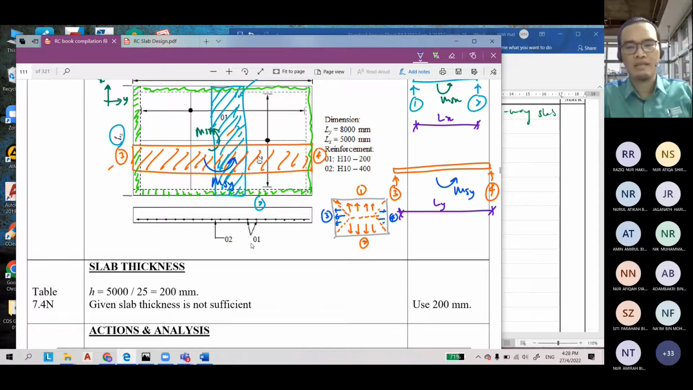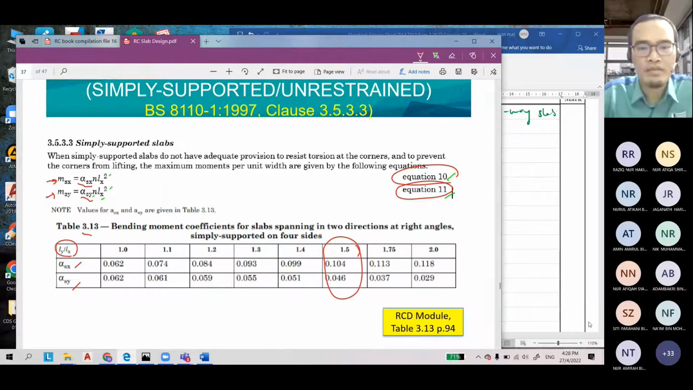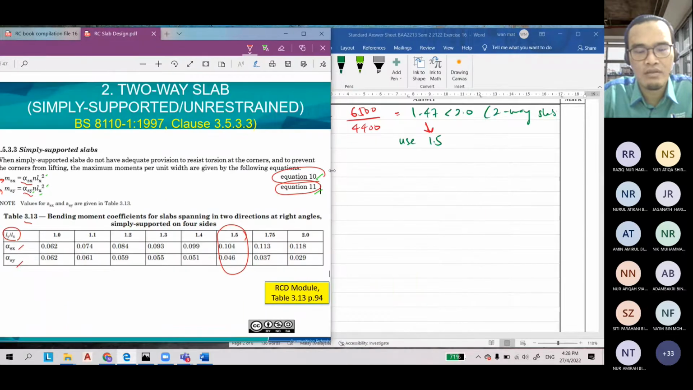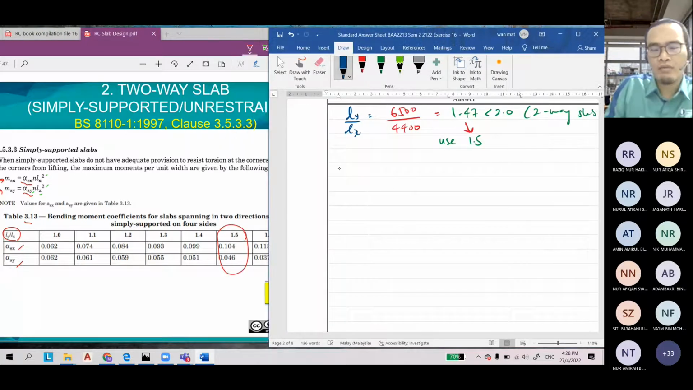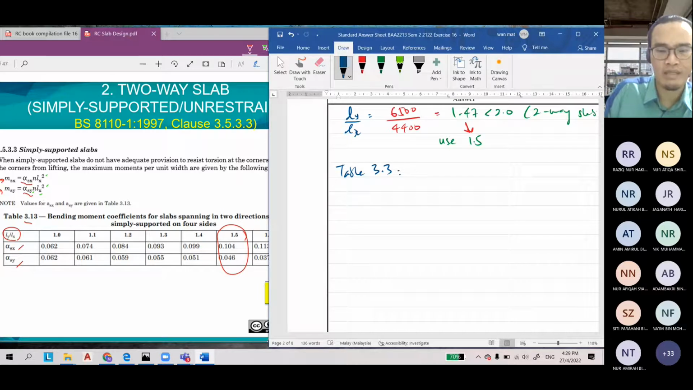We will detail it later. You refer to the table, table 3.13 for the coefficient. You can check your module or your slide. I hope it's clear. If not, you can ask me, because the similar will be applied to the continuous two-way slab, which we will do the exercise about in the class on Friday.